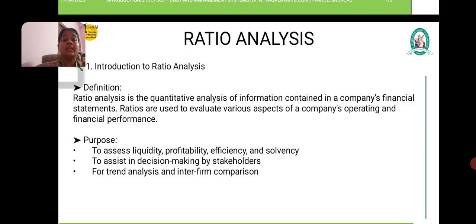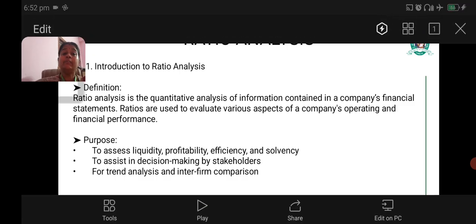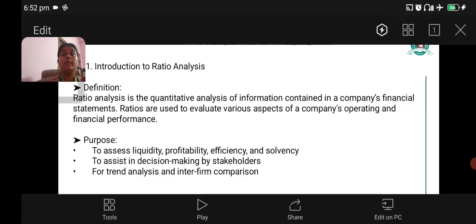Ratio analysis is the quantitative analysis of information contained in a company's financial statement. What is quantitative information? It means the actual financial position of the company. What is the profitability position? What is the sales? What is the production? What is the demand? These informations will be interpreted in order to get a result.